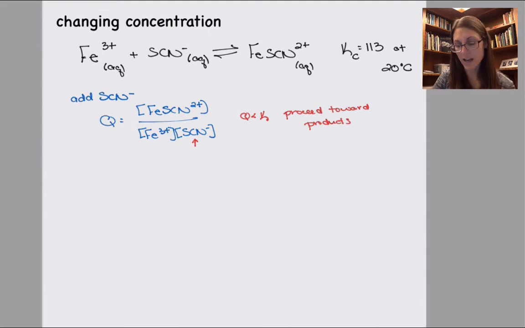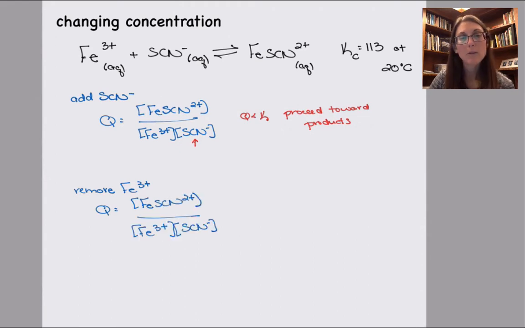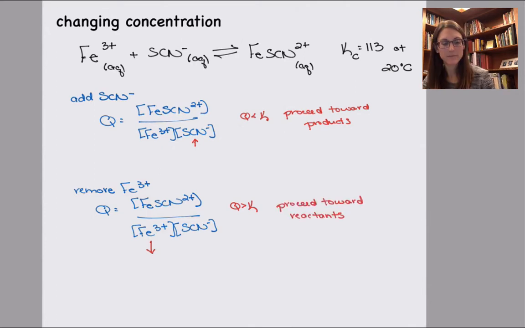What if instead I were to remove some iron 3 plus? Again, we have to look at our reaction quotient. But now the concentration of the iron ion is decreased. And so that means that Q is going to be too large. Q is going to end up being larger than the equilibrium constant. And so in order to reestablish equilibrium, some of the products are going to need to form reactants. And so this will proceed toward the reactants.